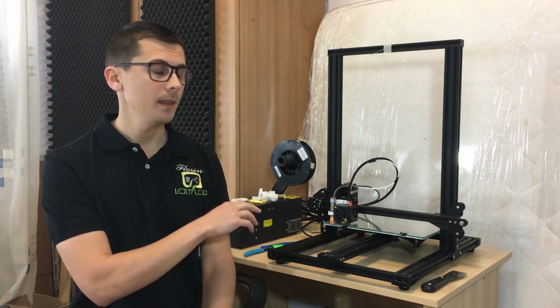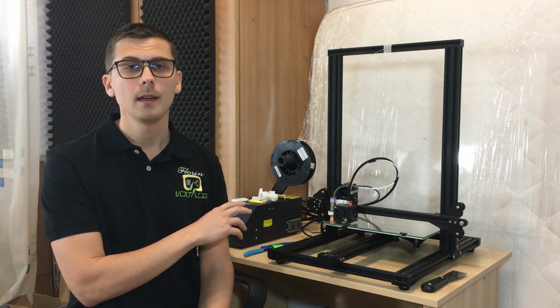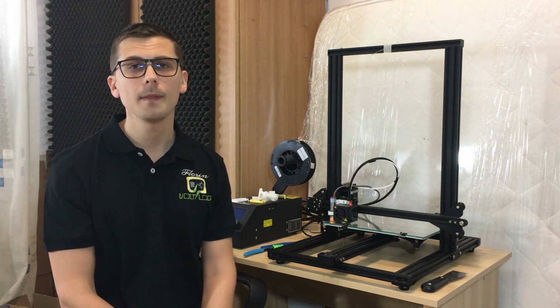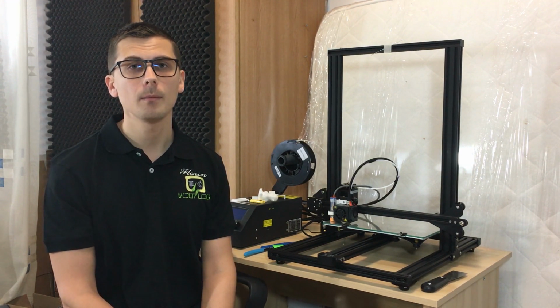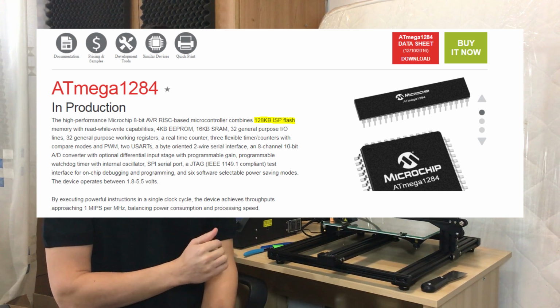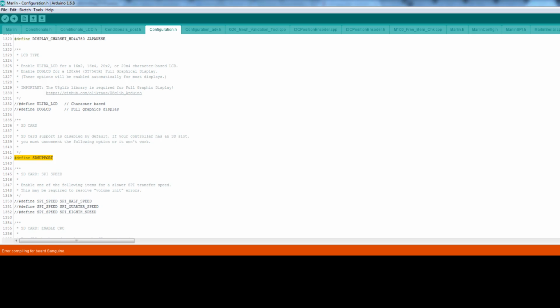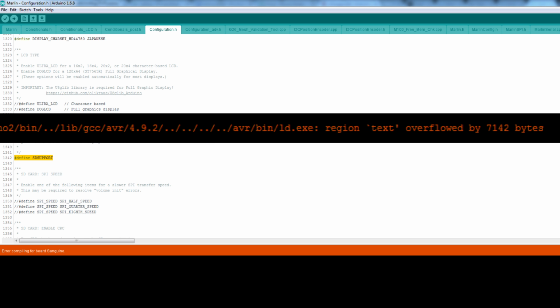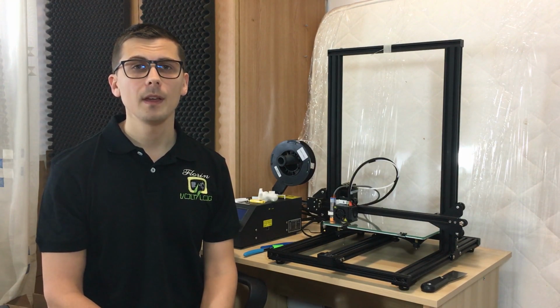I'm using the stock CR-10, and on the stock CR-10 motherboard you get the Atmega1284 microcontroller, which has 128K of flash memory. And I soon discovered that if I try to compile the Marlin firmware with the SD card option, the graphical LCD option, and the auto bed leveling option, I would get a program that exceeds the 128K of flash memory which is available. And that is fail number two.